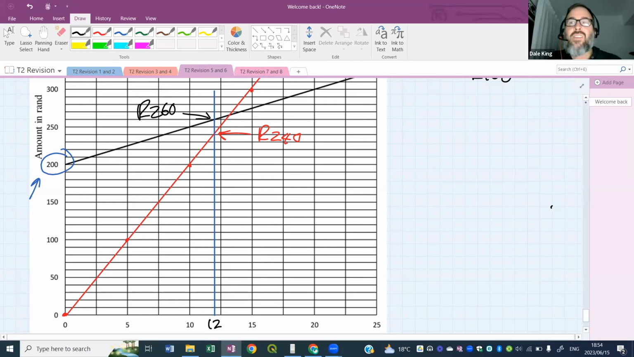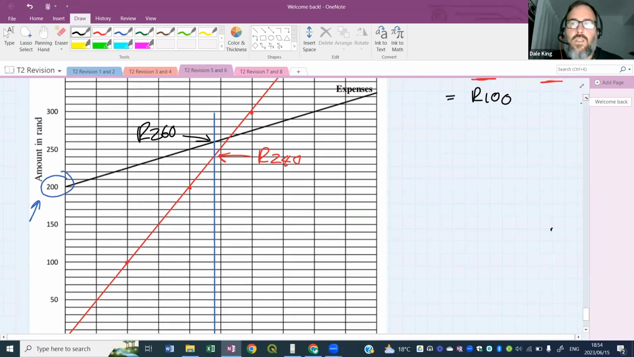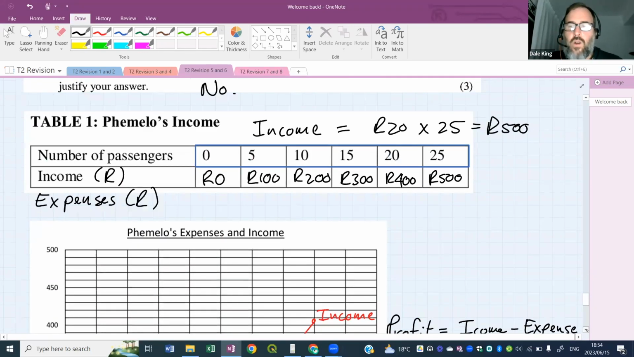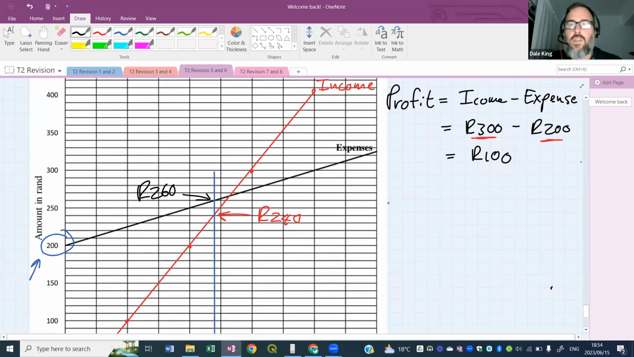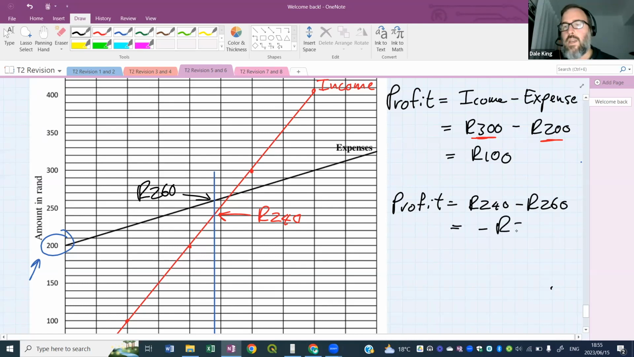If they said use calculations to justify your answer, you would read off the graph the 240 and the 260, and you would say that profit is the income, which is 240, the red one, minus expenses, which is 260. And we're going to get an answer of minus 20 here. That's not profit. He's losing money. Yes, sir. All right.